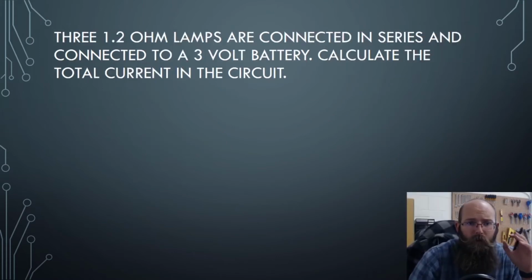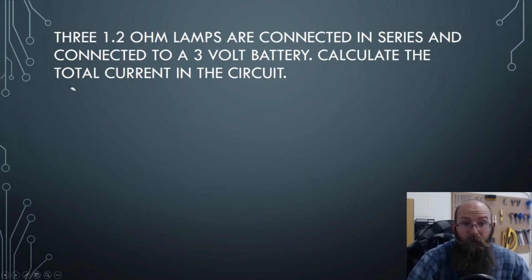All right, folks. So we have 3 1.2 ohm lamps that are connected in series, and connected to a 3-volt battery. Calculate the current in the circuit. So let's first find our total resistance. 3 times 1.2, because they're all being added up because they are in a series. That's the nice one where they keep going like this, all the way over to our battery. All of that ends up being 3.6 ohms for my resistance total.